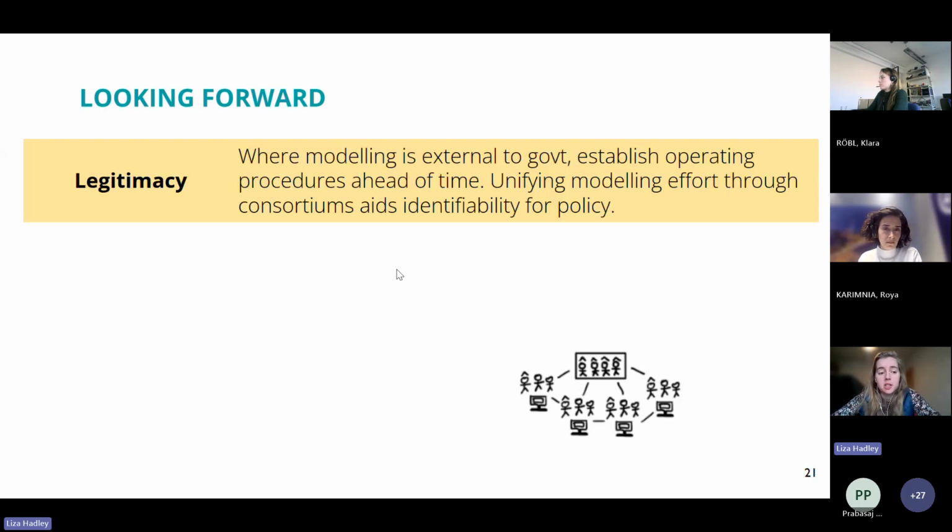Okay, and then legitimacy. Where modelling is external to government, establish operating procedures ahead of time. There were lots of recommendations for data sharing agreements and memorandums of understanding to be in place between modelling and policy where modelling was external. And second point, unifying modelling effort through consortiums was reported to aid identifiability for policy in a few different settings. So the idea that where modelling teams had combined themselves into a consortium, they were easier to access and identify.